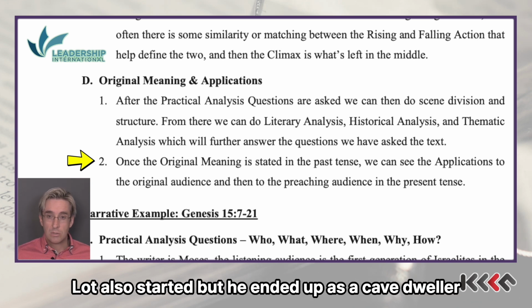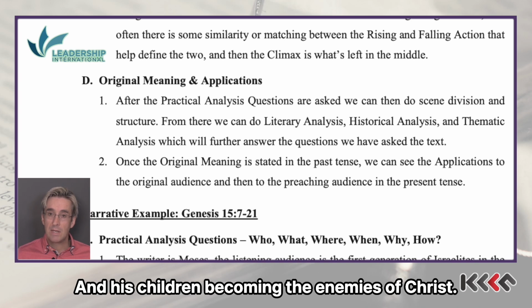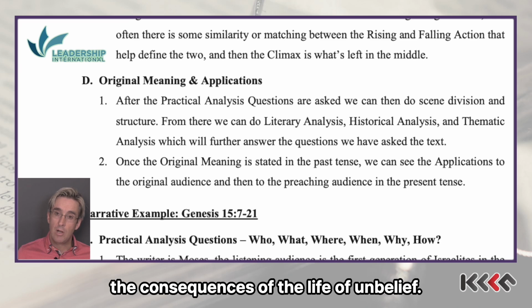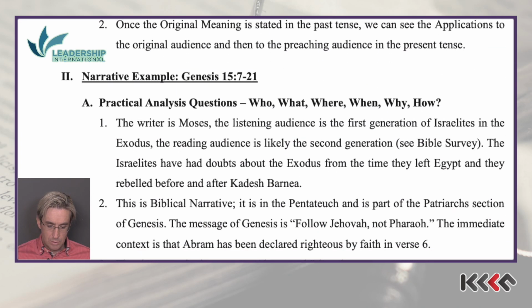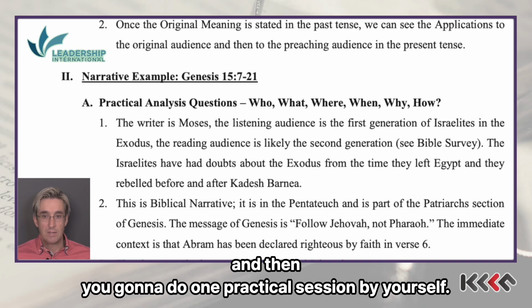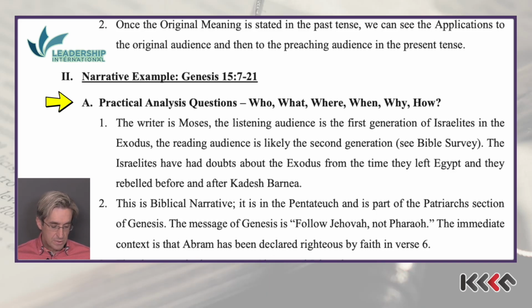Lot also started, but he ended up as a cave dweller and his children becoming the enemies of Israel. So in the life of Lot, we can see the consequences of a life of unbelief. Now, let us look at a specific story in order to explain it to you. Genesis 15, verse 5 to 21. We will go through this, and then I will explain it to you, and then you're going to do one practical session by yourself. So, the practical analysis questions: who, what, where, when, why, and how?